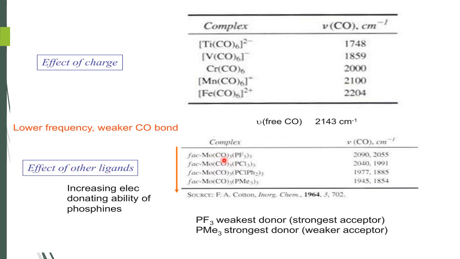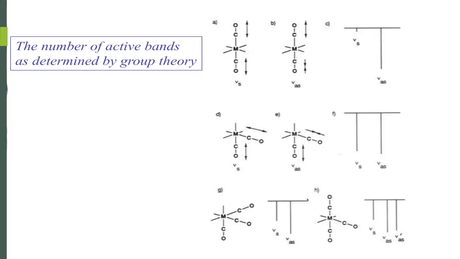Similarly, we see the variation due to the effect of ligands. See here Mo(CO)3 in each case, but with changes in the ligands: PPh3 thrice, PCl3 thrice, PCl2H thrice, PMe3 thrice. Just by varying the ligands, there is a change in the stretching frequency. So substitution by other ligands affects the stretching frequency, as does the charge on the metal complexes.